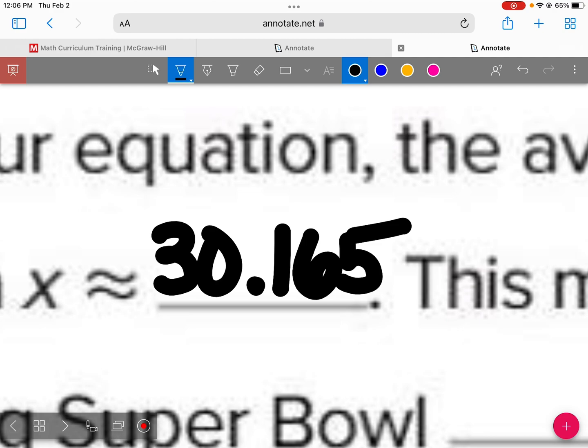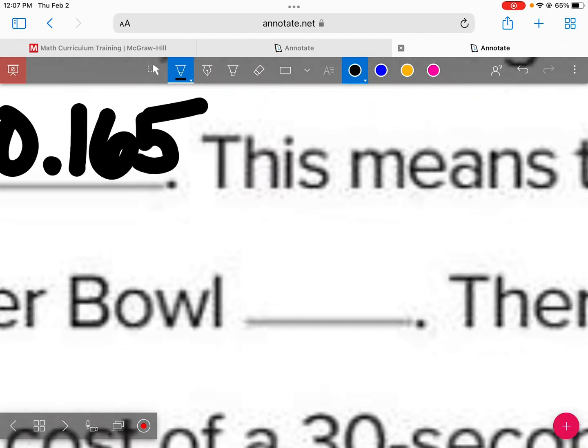Is there a Super Bowl 30.165? No. Was there a Super Bowl 30? Yeah. Pop that into your calculator. Put 30 in for X. Just read off the numbers. That's fine. 984,826, you said? Okay.